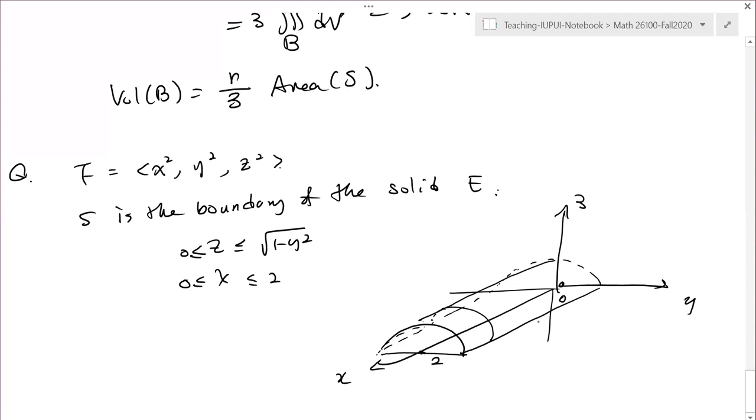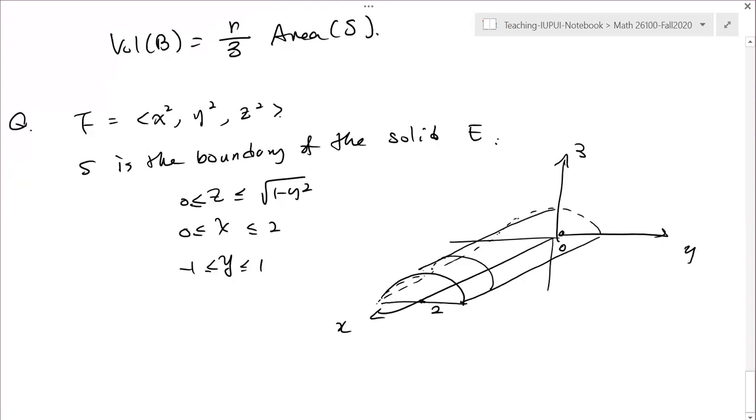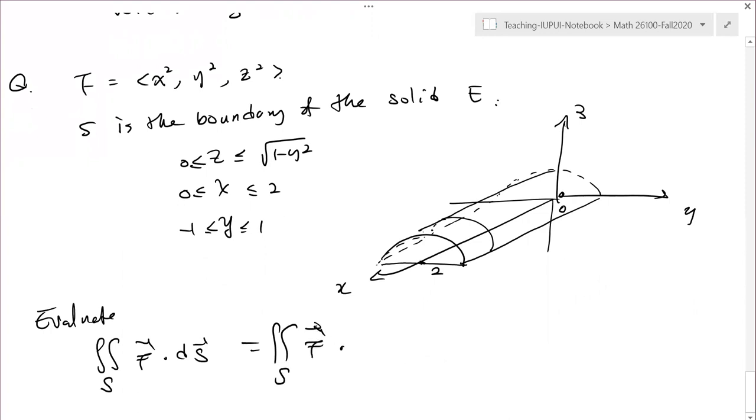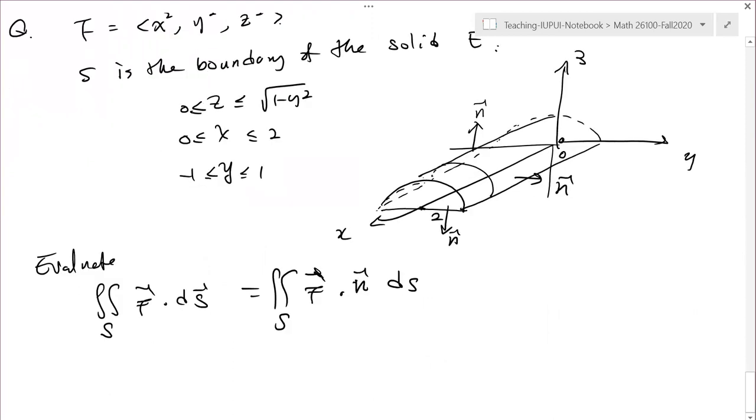Now x is between 0 and 2. Z is between 0 and the square root of 1 minus y squared. So actually, y is between negative and positive 1, right? Yeah, anyway, this is a solid. Now we want to evaluate this surface integral, which is F dot the normal vector dS. So the normal vector points outward on all sides, okay? At the bottom it goes down here, right? And here on the top is like that. So it's positively oriented, okay? With this orientation.